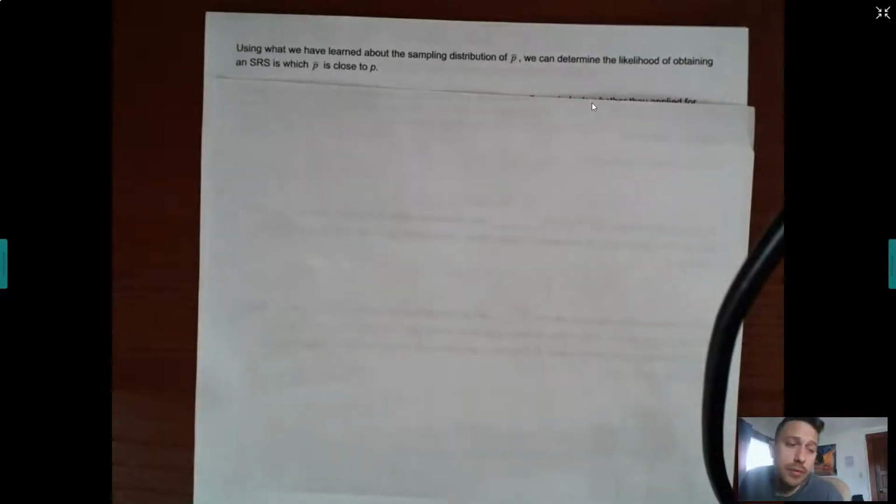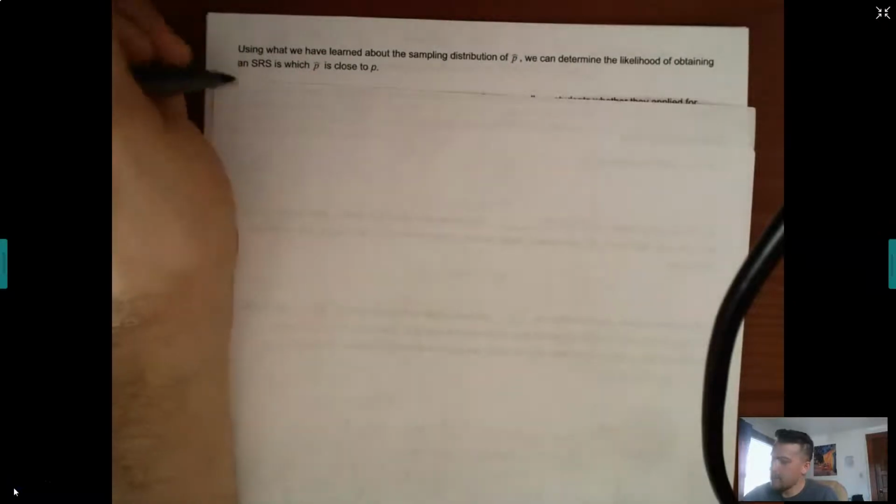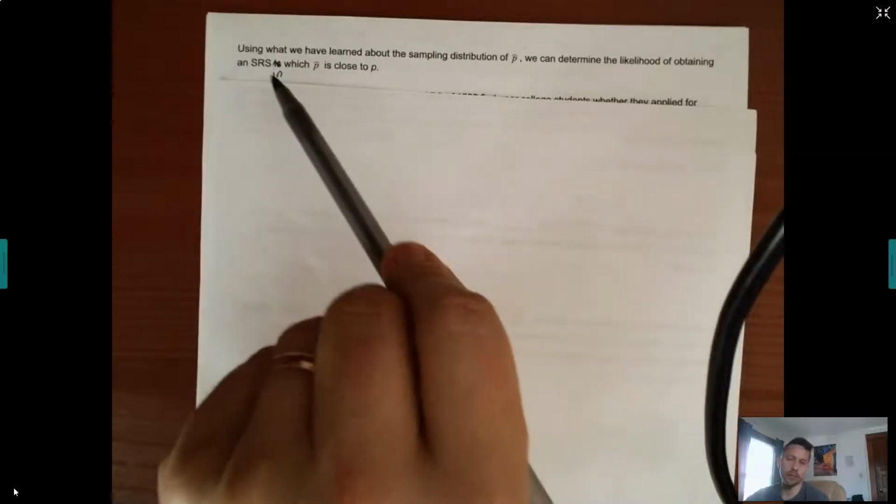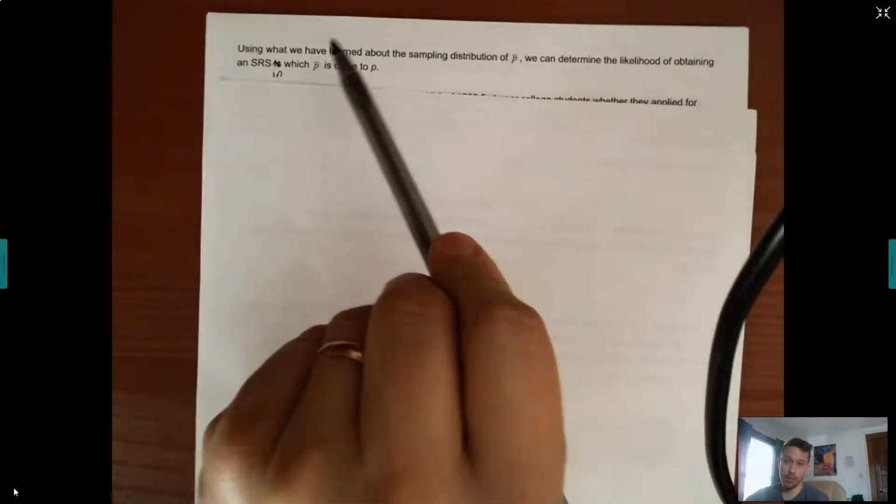Okay. So, using what we've learned about the sampling distribution of p hat, we can determine the likelihood of obtaining a simple random sample in which p hat is close to p. So basically the only problems you're going to be doing this week are going to be finding the probability or the likelihood of obtaining a certain simple random sample in which the sample proportion is close to the population proportion, which is the goal, right?